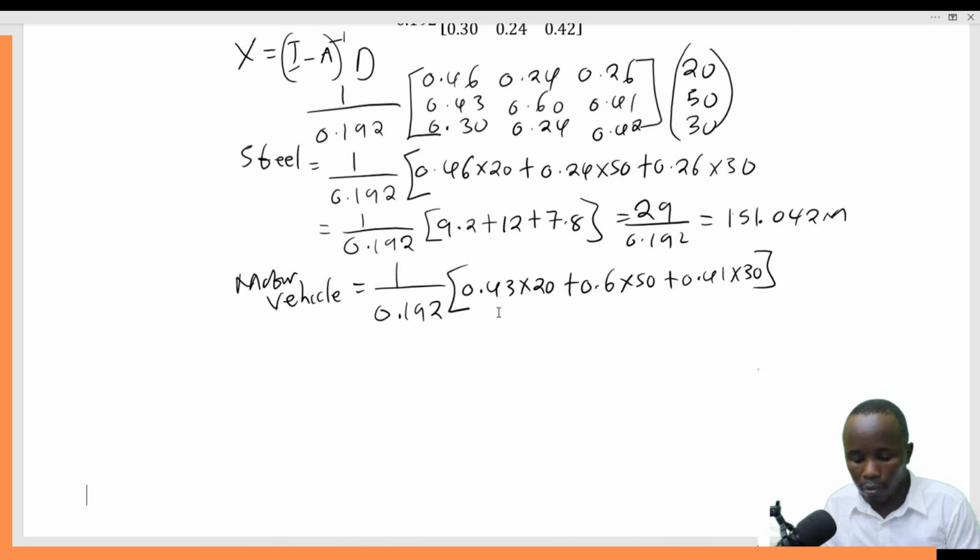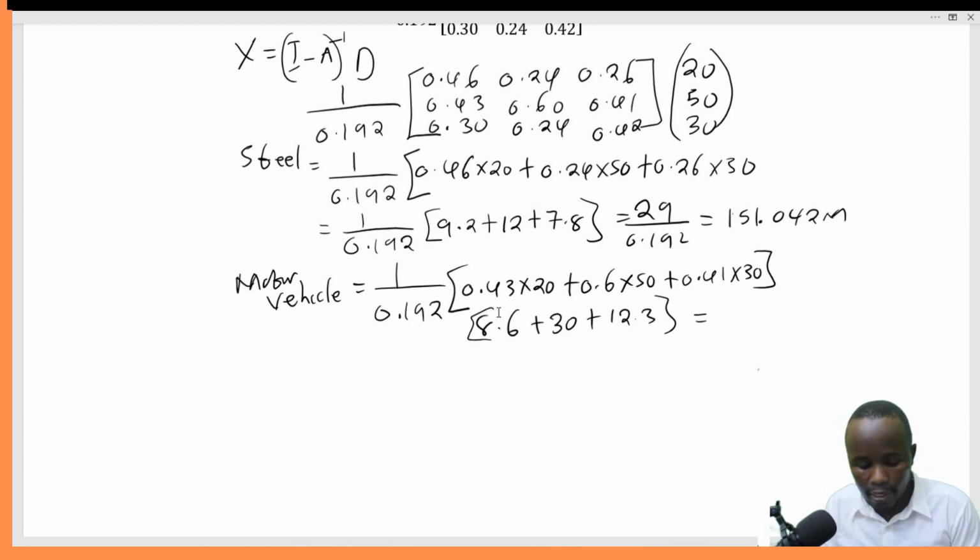0.42, 0.43 times 20, you get 8.6, plus 0.6 times this, you get 30, plus this is 0.41 times 30 gives me 12.3. You add all this: 12.3 plus 30 plus 8.6, giving you 50.9.